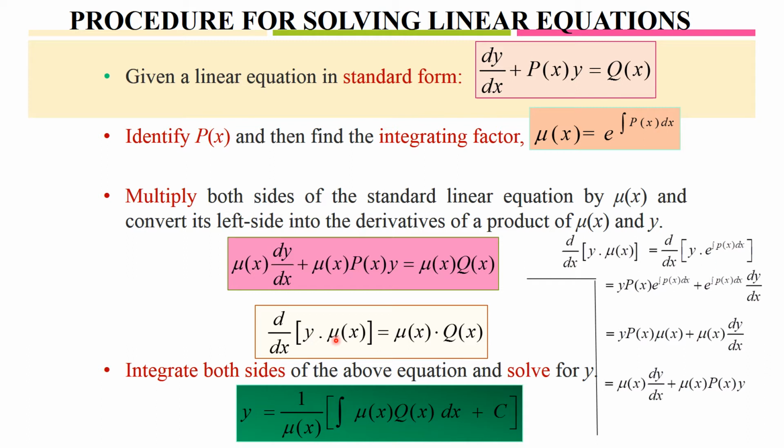Okay, the next step is to integrate both sides of the equation. We integrate the left side with respect to x, and we integrate the right side with respect to x to get the unknown function y. So y is equal to 1 over the integrating factor multiplied by the integral of mu of x, q of x with respect to x, plus a constant c. These are the basic steps that we need to apply in order to get the solution for a given standard linear equation.